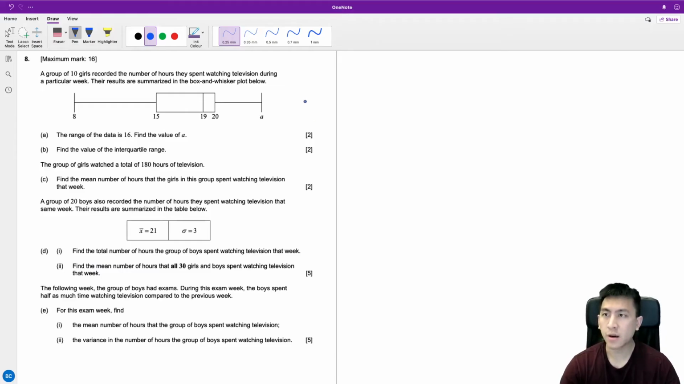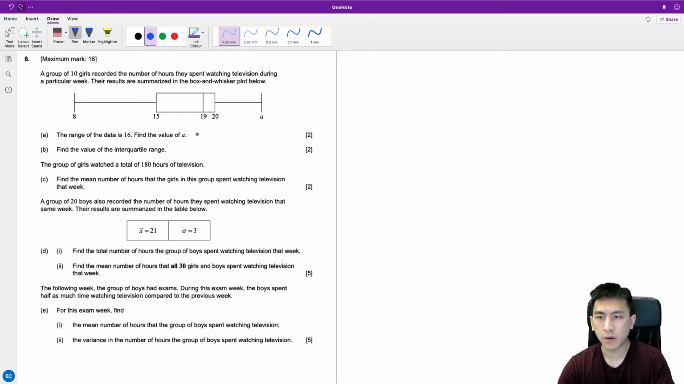Question 8, a very nice box and whisker diagram. They say a group of 10 girls recorded the number of hours they spend watching television during a particular week. And of course, you're going to have a distribution. They say that the range of the data is 16, find the value of A. So, okay, this is so easy, right? The range is just the biggest minus the smallest.